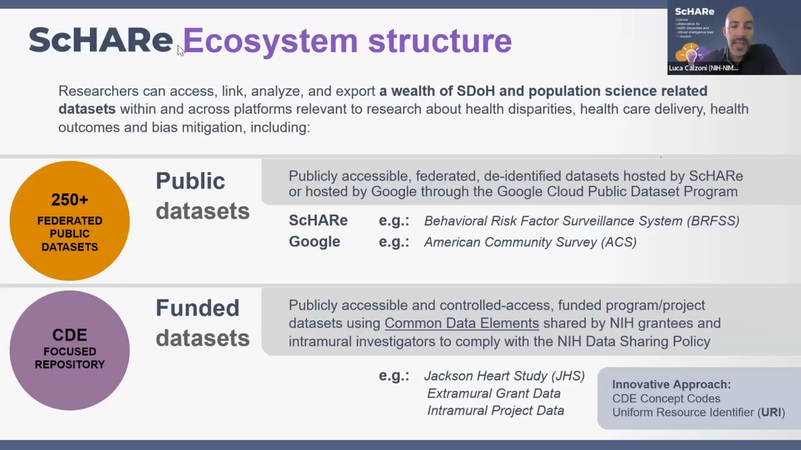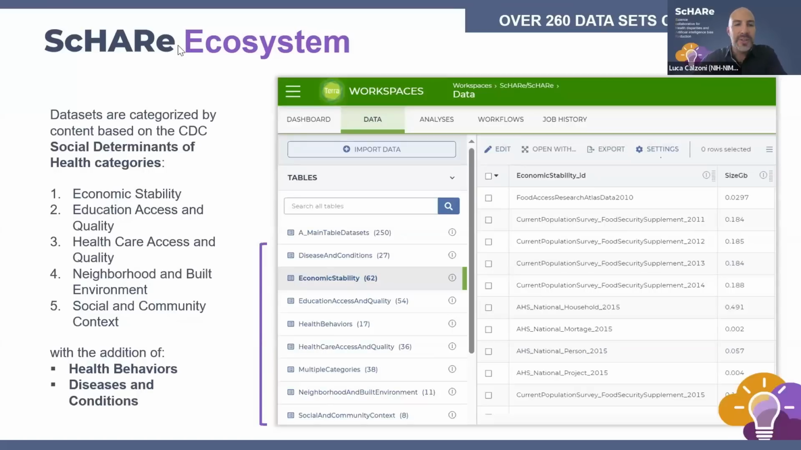And then in the CDE-focused repository, we're going to host publicly accessible and controlled access funded program and project data sets that use common data elements shared by NIH grantees and intramural investigators to comply with the NIH data sharing policy. And you can see some examples there of such projects. And we use this innovative approach. We enforce the use of common data elements. I'm going to talk about common data elements in a moment to show you what they are and why it's important to use them. So here you can see the ScHARe ecosystem and the data that I was mentioning before.